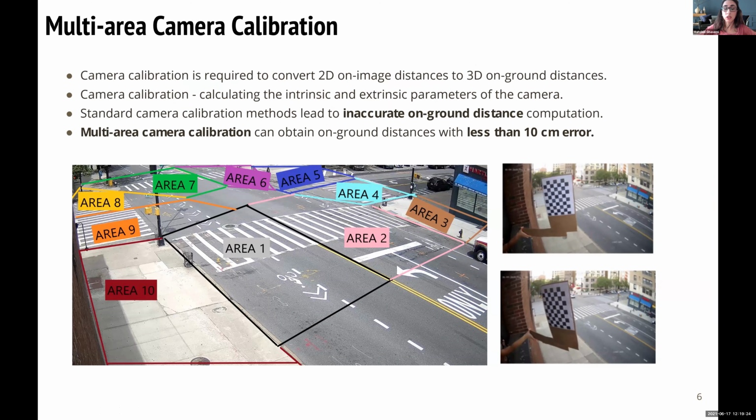Focusing on the multi-area camera calibration module, intrinsic and extrinsic parameters of the cameras are required to convert 2D distances to 3D distances on the ground. Our measurements show that only one set of parameters for the whole scene of the camera will lead to inaccurate on-ground distance calculation. Therefore, in AutoSDA, we split the scene of the camera into 10 areas, and we calculated the parameters for each area individually. These parameters are then used to compute the distance between each two pedestrians with an error of less than 10 centimeters.